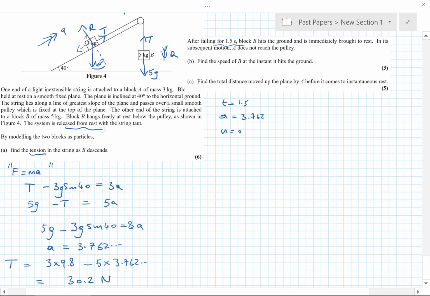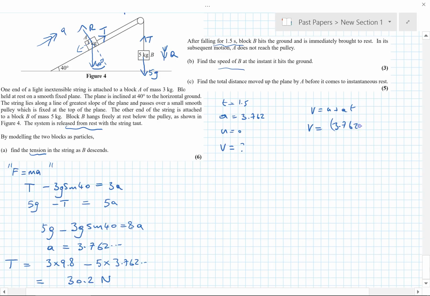Released from rest, there you go. And V is what we're being asked to find. We're being asked to find the speed that it rests at. So using V is equal to U plus AT.